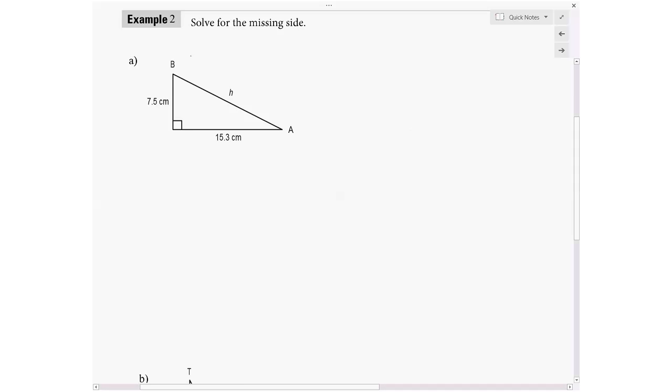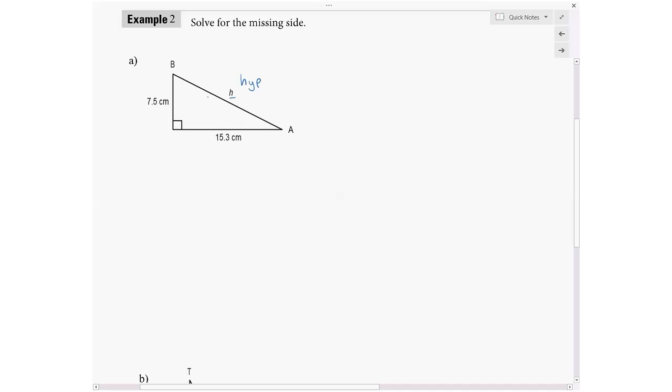In example 2, we need to solve for the missing side. So here our missing side is h. We have this side is 7.5 and this side is 15.3. So here's my right angle. This is the hypotenuse. And I have two sides, and these are what we call the legs.